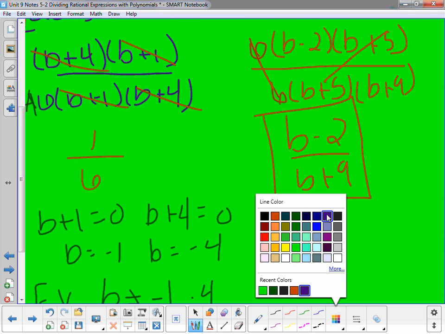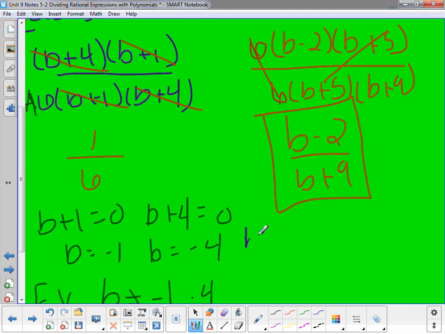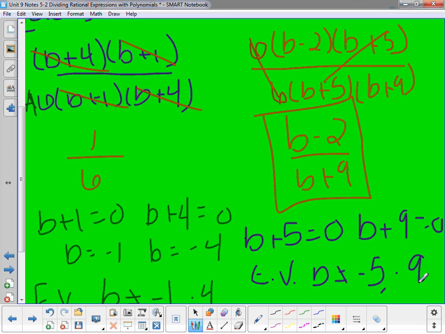Let me quickly check for my excluded values. Okay, so that 6 isn't going to be equal to 0, but we have to see what's going to happen if b plus 5 is equal to 0 and b plus 9 is equal to 0. So when you solve each of those equations, you get for your excluded value that b cannot be negative 5 or negative 9.